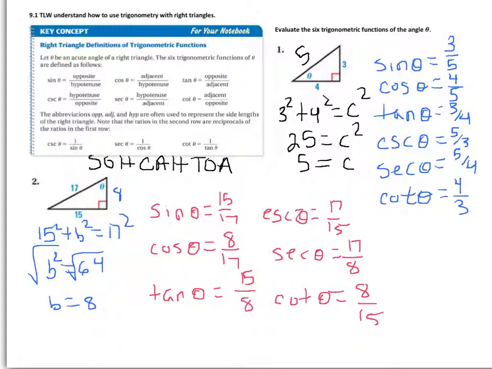Now, before we move on, look up here. Another way to think of cosecant is 1 divided by the sine. Another way to think of secant, 1 divided by cosine. Cotangent, 1 divided by tangent. See, this is important because your calculators do not have cosecant, secant, cotangent in them, okay? All right.